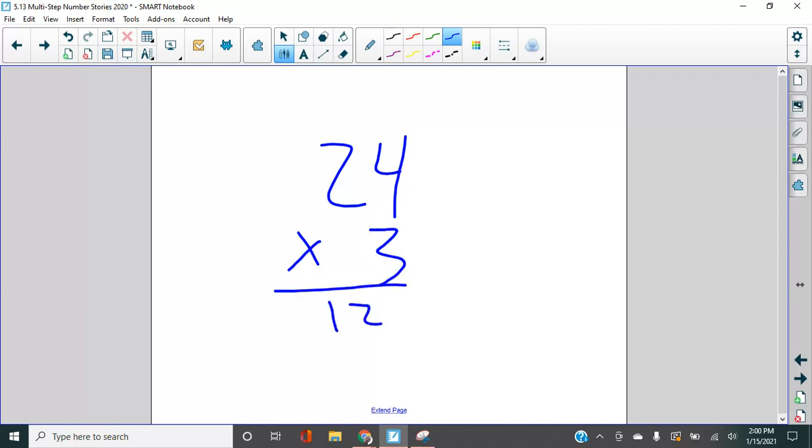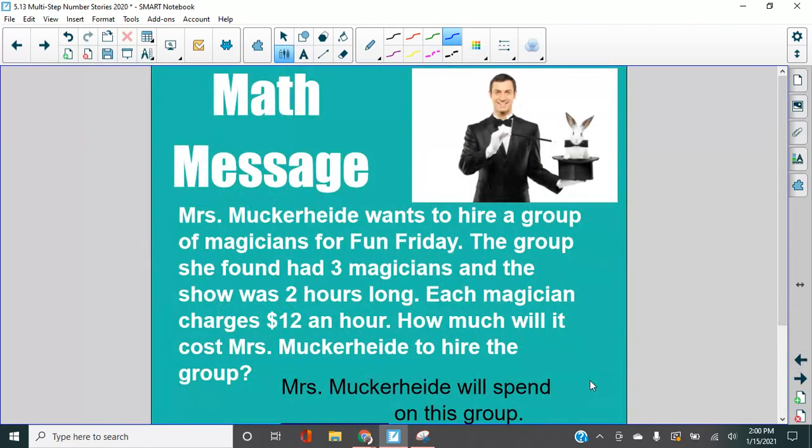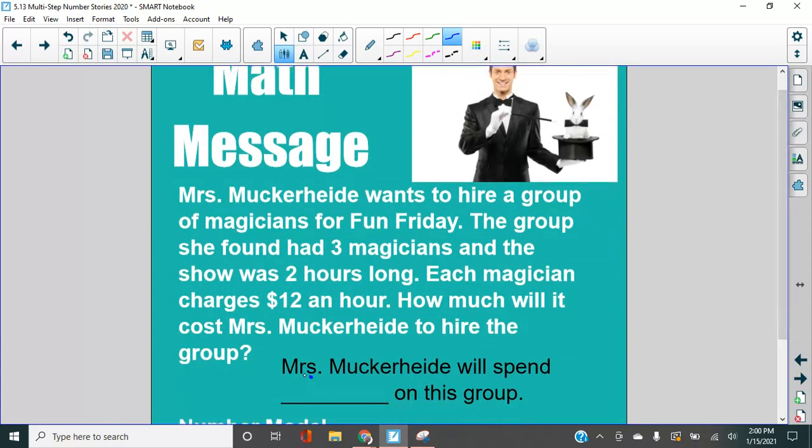3 times 4 is 12. 3 times 20 is 60. And so I get an answer. It's going to cost her $72. Then you want to make sure that that fits in your idea here, right? Mrs. Muckerhide will spend $72 on the group.